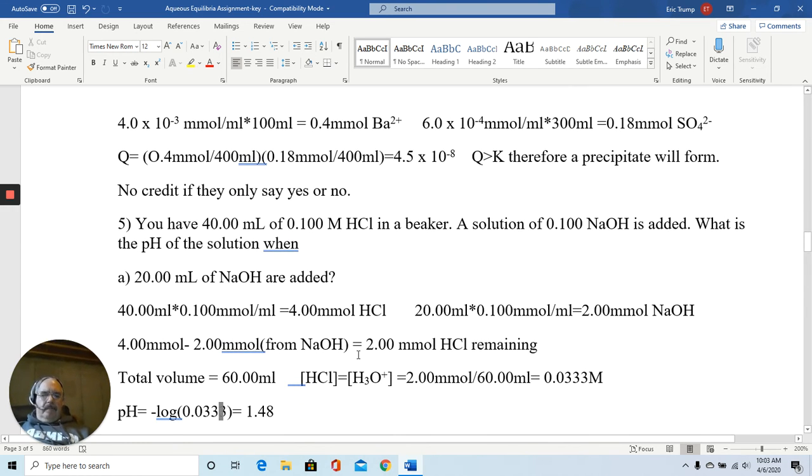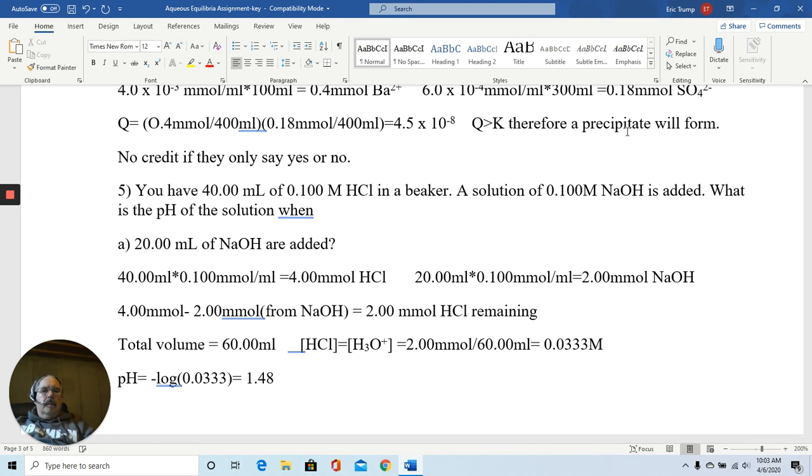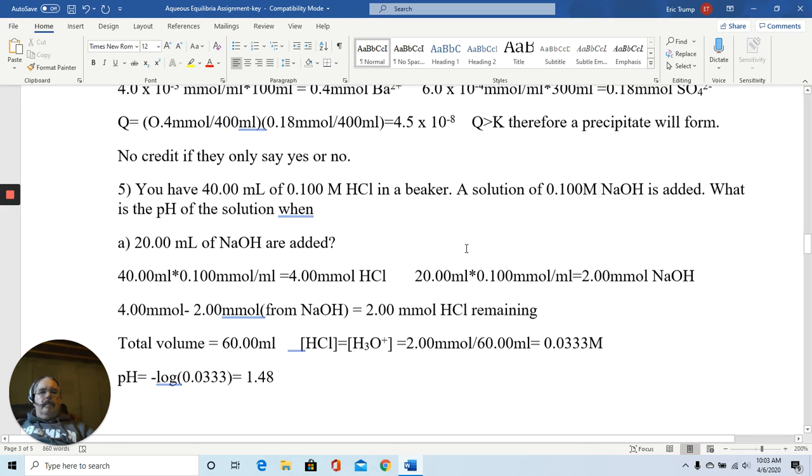Number 5, we have a strong acid, strong base mixture, titration. So we'll start out with 40 milliliters of 0.1 molar HCl. And we're going to add 0.1 molar sodium hydroxide.